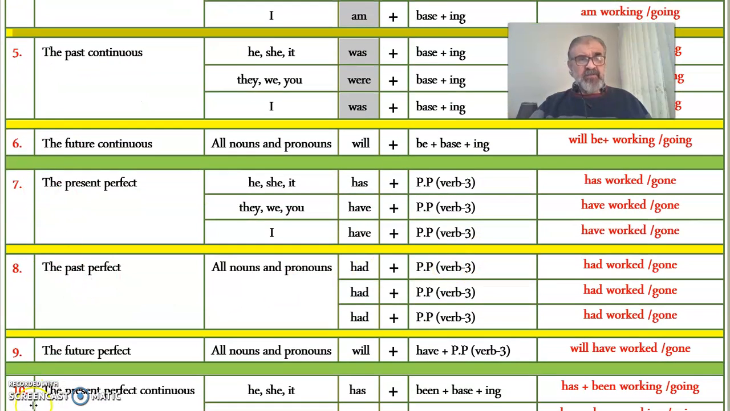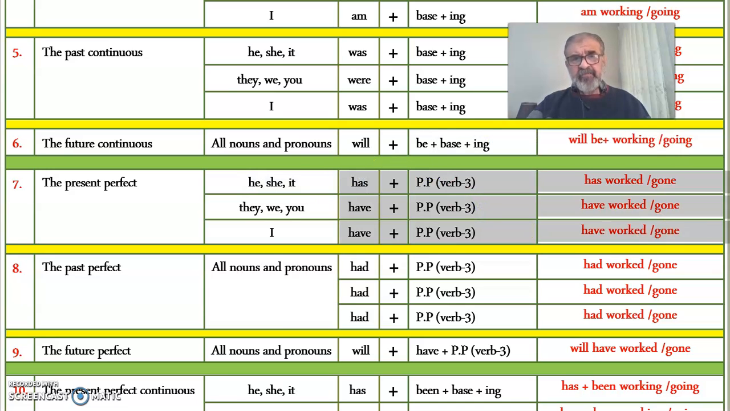Now the present perfect, okay? Again, present perfect, depending on the subject. It's has or have plus past participle. He or she or it has worked, has gone. They, we, and you have worked or gone. I have worked and gone.